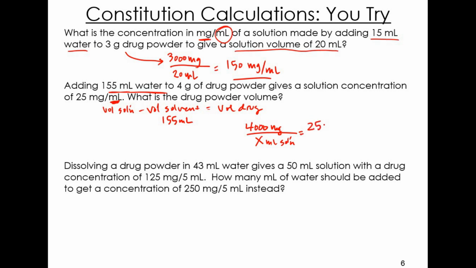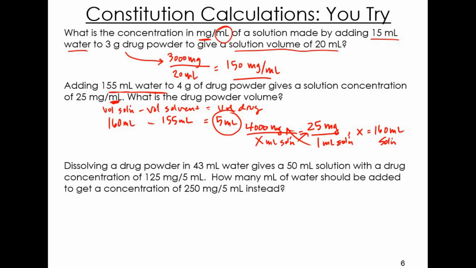And we know that there are 25 milligrams of drug for every milliliter of solution, and so we have a proportion. So 4,000 divided by 25, and that should give 160 mils of solution. So there's our solution volume. 160 mils minus 155, that gives us our drug volume of 5 milliliters.